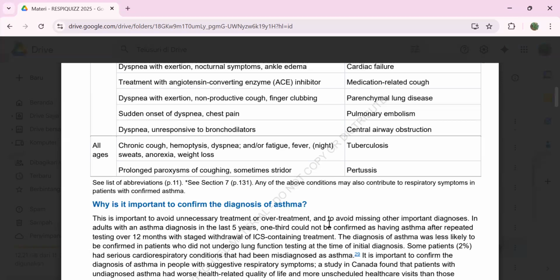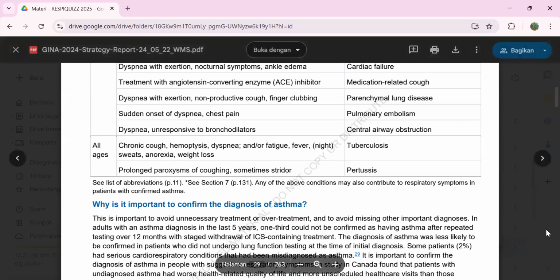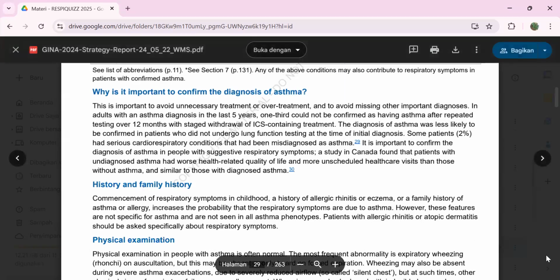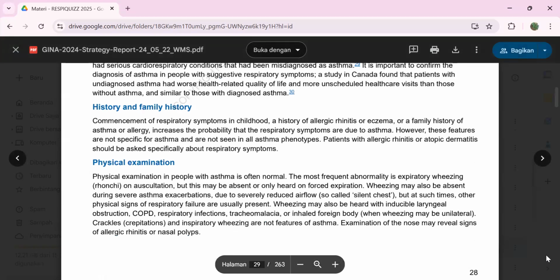The diagnosis of asthma was less likely to be confirmed in patients who did not undergo lung function testing at the time of initial diagnosis. Some patients, 2%, had a serious cardiorespiratory condition that had been misdiagnosed as asthma. It is important to confirm the diagnosis of asthma in people with suggestive respiratory symptoms. A study in Canada found that patients with undiagnosed asthma had worse health-related quality of life and more unscheduled healthcare visits than those without asthma, and similar to those with diagnosed asthma.